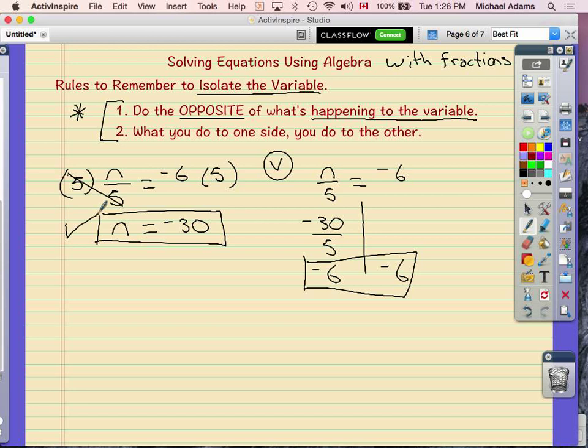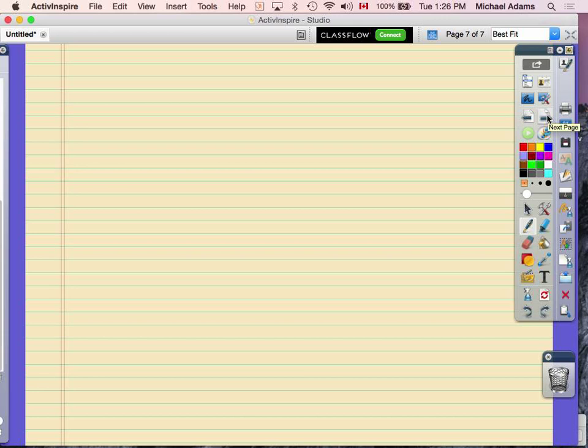Okay. All right, let's take a look at another example. I'm going to do it kind of quickly here, so it shouldn't take us too long. So I have here x over 9 is equal to 15.6. So now I have my variable in fraction form and I have decimals as well.